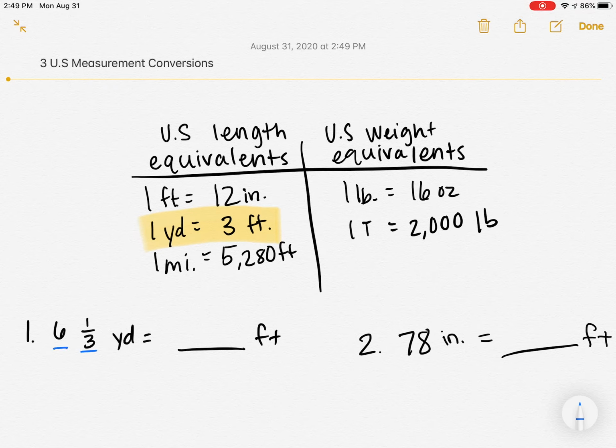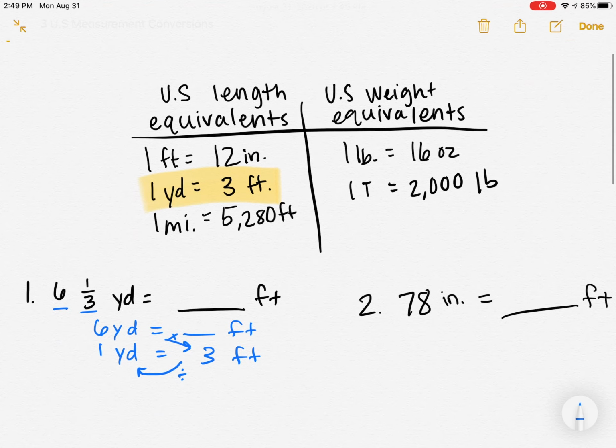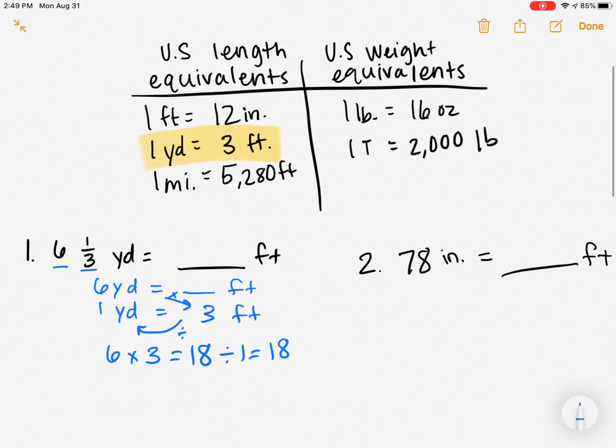Now, this problem has a whole number and a fraction that we're working with, so we are going to chunk this problem into 2 parts. Let's focus on the 6 to begin. 6 yards is equal to how many feet? And we will set up what we know from the table. 1 yard is equal to 3 feet. We can cross multiply to find the answer. 6 times 3 divided by 1. 6 times 3 is equal to 18, and 18 divided by 1 is 18.